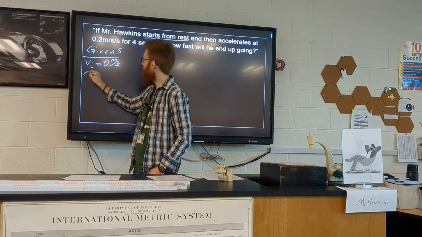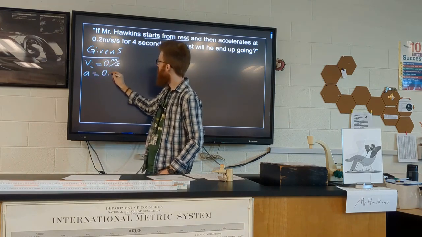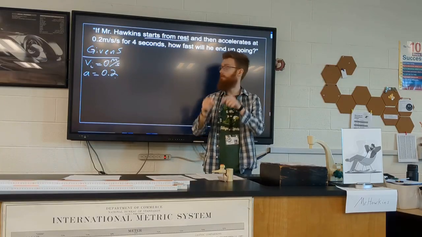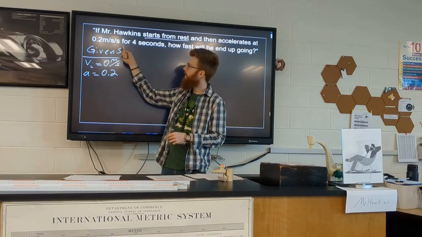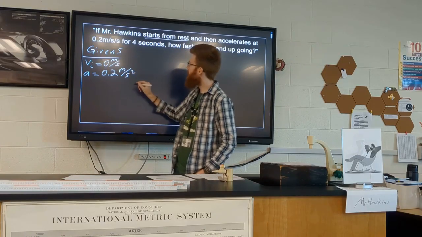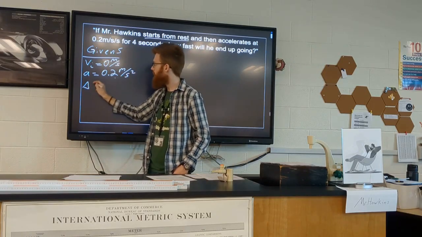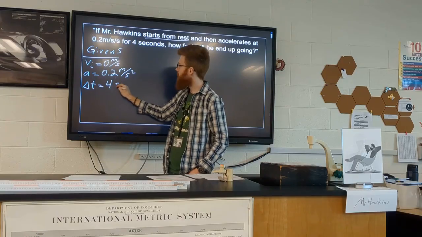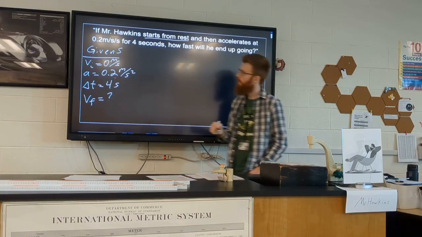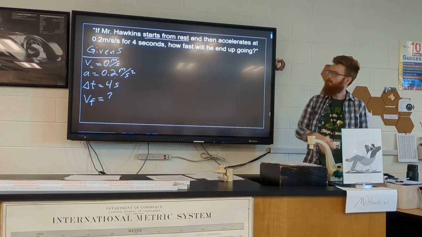We've got the acceleration given to us. And I did type it weird because I didn't want to fiddle with trying to get a fraction. So it's meters per second per second. That is true, but most of the time we'll see that written as meters per second squared. And we've got a time, delta t, 4 seconds. And we're asked to figure out how fast I'm going at the end. So there's our 4 things.